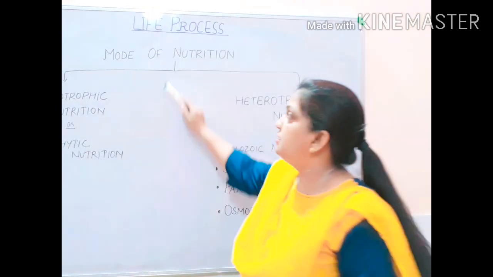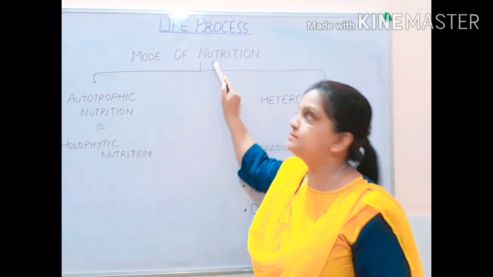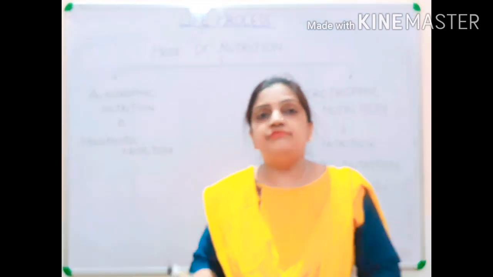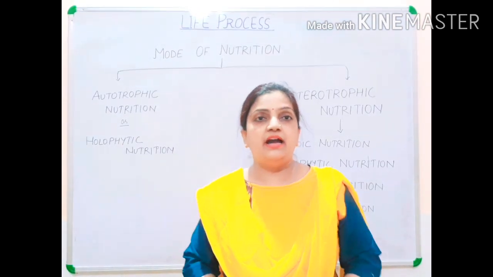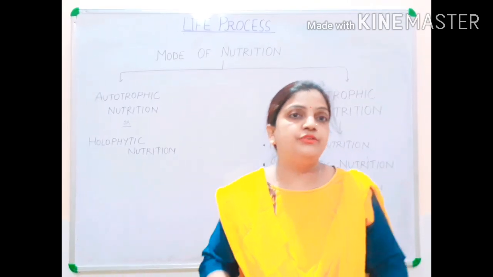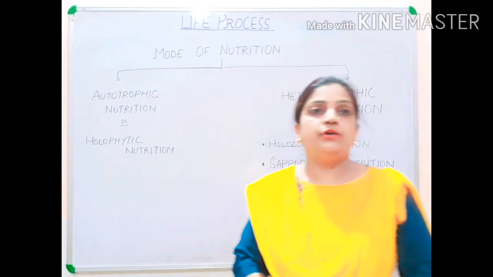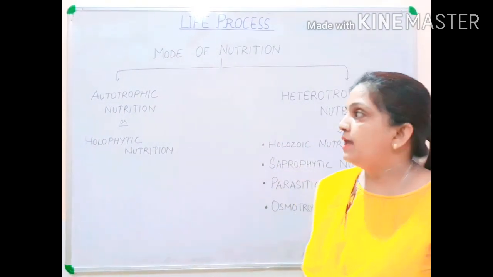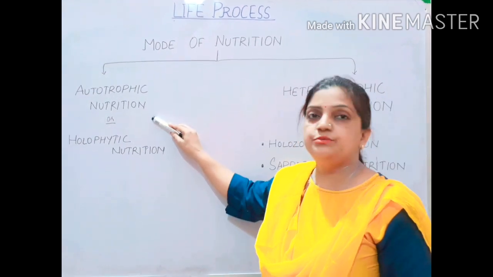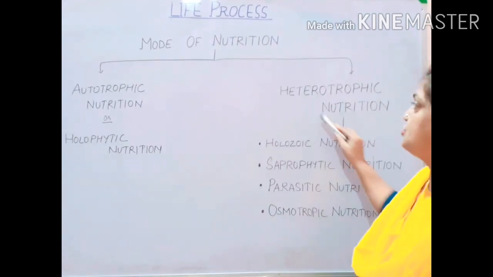You all the modes of nutrition in chapter Life Process. Now children, every living organism has different methods of taking food, of taking nutrition. So we are going to first categorize them into two categories, that is autotrophic nutrition and heterotrophic nutrition.